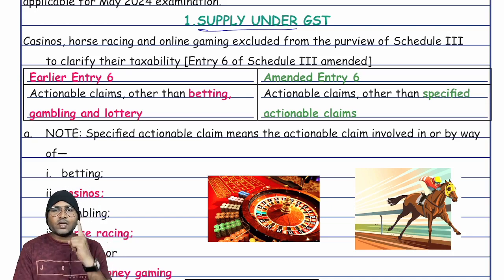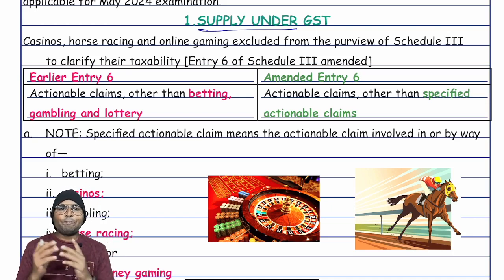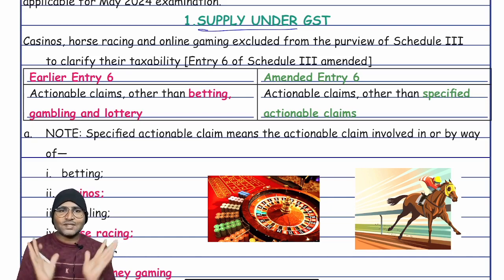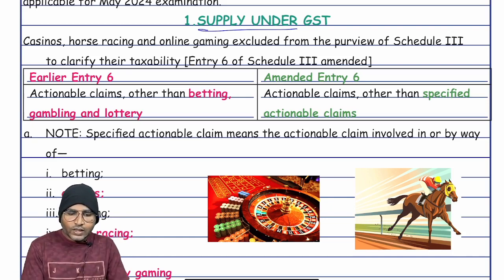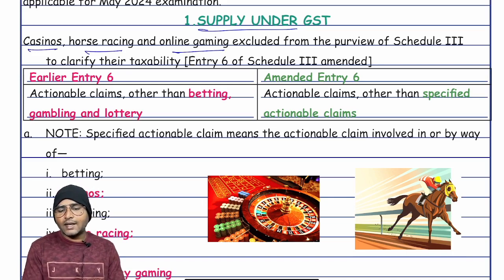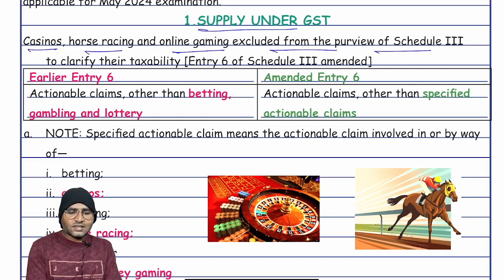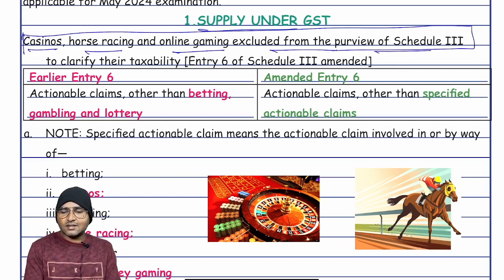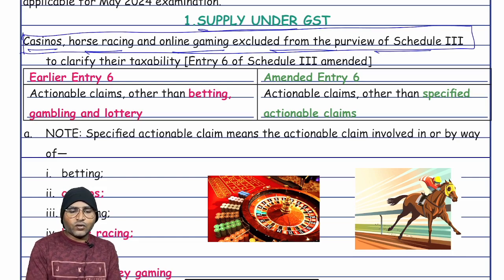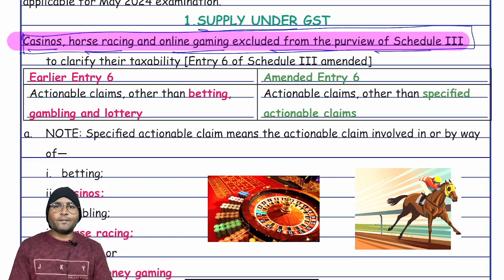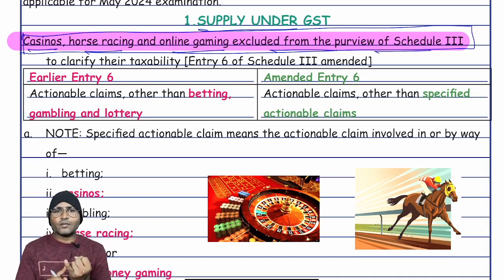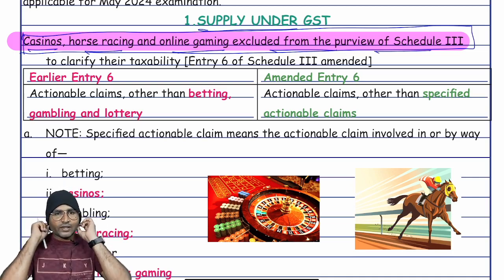Now the first chapter, supply under GST. In this chapter there is one and only one amendment, but it has had an impact at various places in various provisions. So casinos, horse racing and online gaming are excluded from the purview of Schedule 3. This is a single sentence which has had a huge impact on taxability. This simple provision excluded from Schedule 3 amended Section 7, Section 12 on time of supply, and Section 15, that is the value of supply. How it is affected, let me discuss.